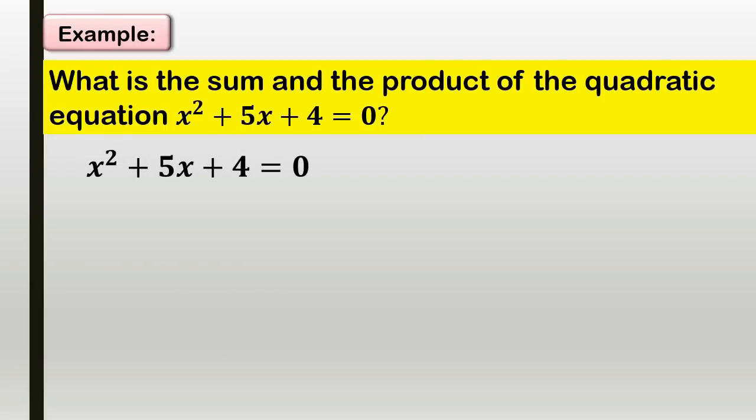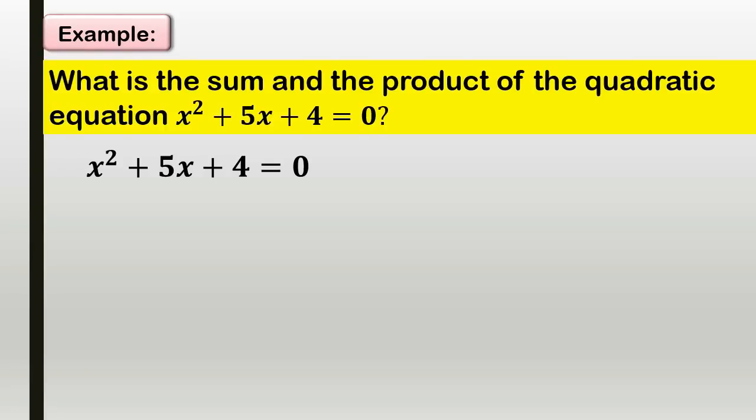So, given the quadratic equation x squared plus 5x plus 4 equals 0, let's factor the given equation to find out the value for x. Let's start factoring. Ano nga ba ang madaling way para ma-factor natin or ma-identify natin ang factor ng quadratic equation? So, the first thing that we need to do is to identify the factors of the first term and the last term. So, yun lang yung gagamitin natin para makakuha ng factor ng given equation.